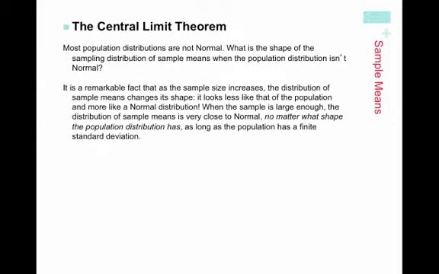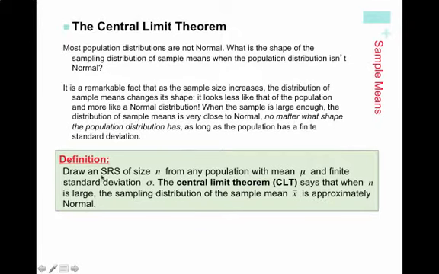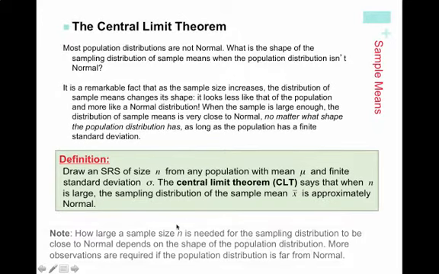So, let's make a generalization. If we draw a simple random sample of size n from any population with mean mu and a finite standard deviation sigma, the central limit theorem says that when n is large, the sampling distribution of x bar is approximately normal. And how large a sample size is needed for the sampling distribution to be normal depends on how the population distribution looked. More observations are required the further from normal our population is.